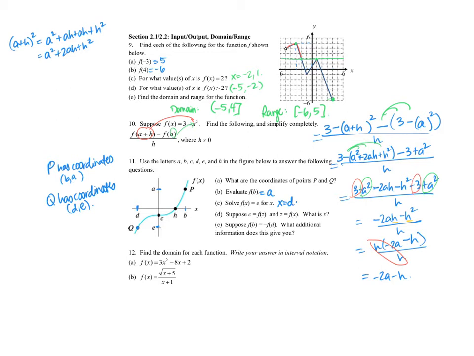Okay. Suppose c equals f of z, and z equals f of x. What is x? So if c is f of z, that means that z is equal to 0, because when the function value is c, the x value is 0. So c equals f of z tells us that z equals 0. And so then if I have z equals f of x, that means I'm solving 0 equals f of x, right? And so then I want what x value has function value 0, and that's going to be here. And so the answer is x equals h.